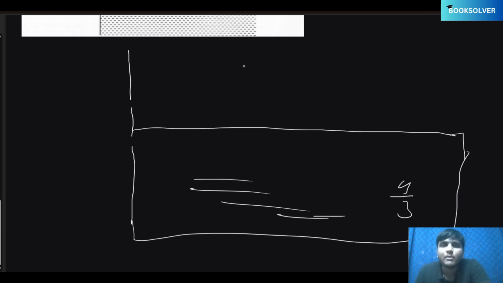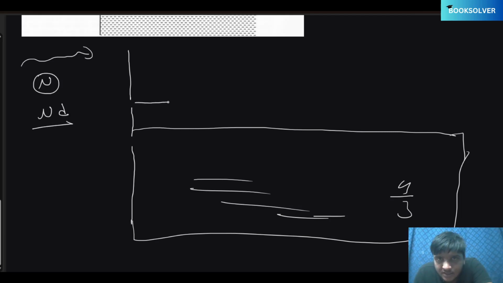And if you have read about optical path, then if light travels in a medium of refractive index mu, the net optical path covered by that wave will be equal to mu times the actual distance. So if the same wave travels some distance d in this medium up to here, the optical path covered by it will be equal to mu d. This is the concept used during the whole question.